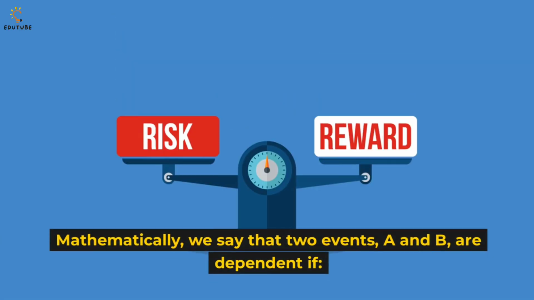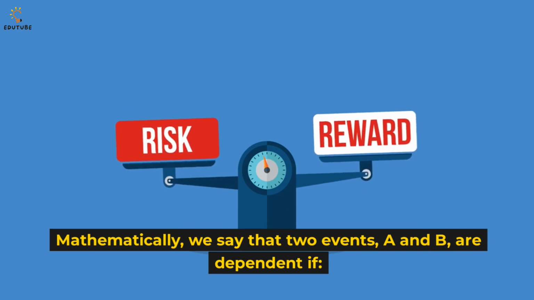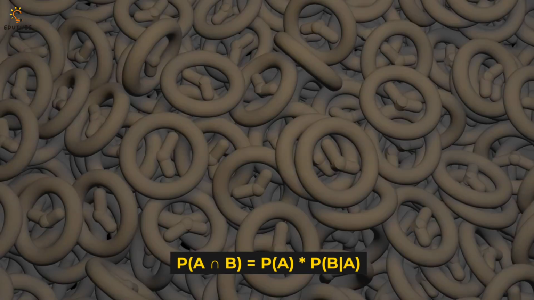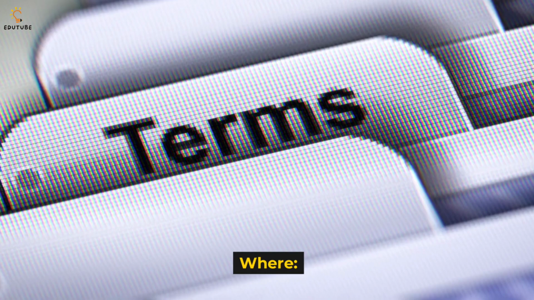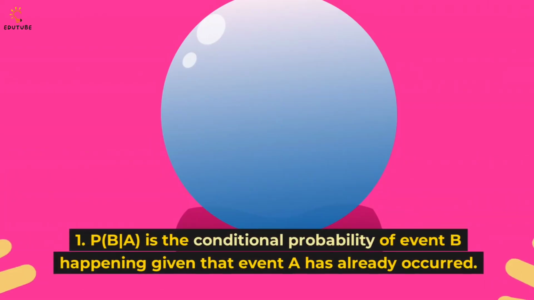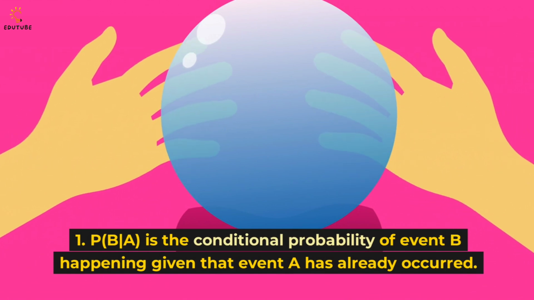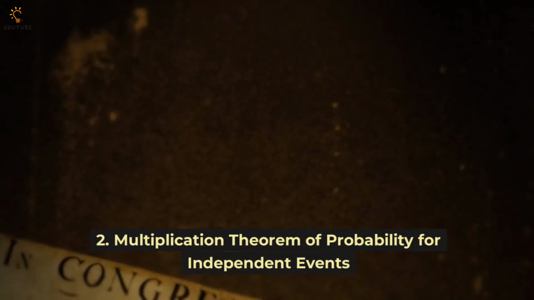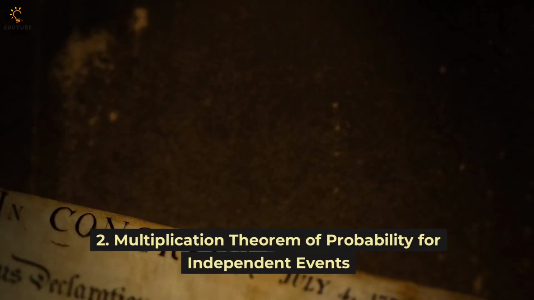Mathematically, we say that two events, A and B, are dependent if P(A ∩ B) equals P(A) times P(B|A), where 1. P(B|A) is the conditional probability of event B happening given that event A has already occurred. 2. Multiplication theorem of probability for independent events.